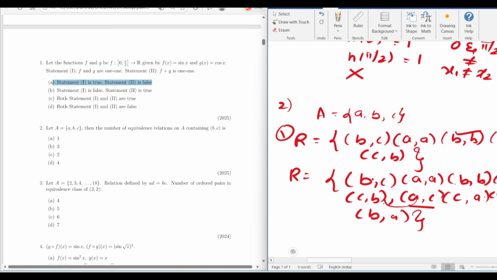So how many ordered pairs? 1, 2, 3, 4, 5, 6, 7, 8, 9. So the maximum is 9 elements. This implies there are two equivalence relations containing (B, C). So the option is 2. They're just asking how many equivalence relations you can form containing (B, C). So next, moving on to the next question.